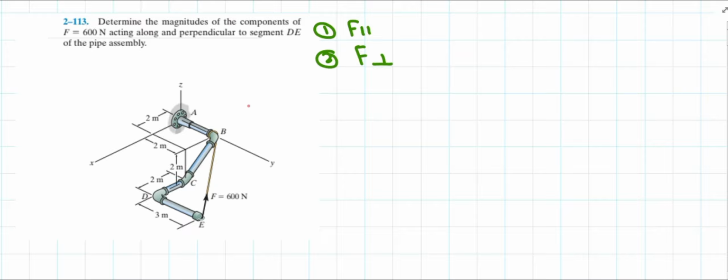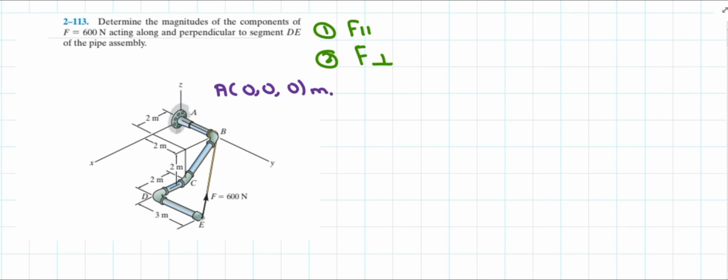So our first step is to write down the locations of every single point present in our diagram. So let's talk about point A first. Point A basically lies on the origin. It means that there is no x, y and z value present in point A. So the location of point A can be written as 0, 0, 0 meter. This is the location of point A.